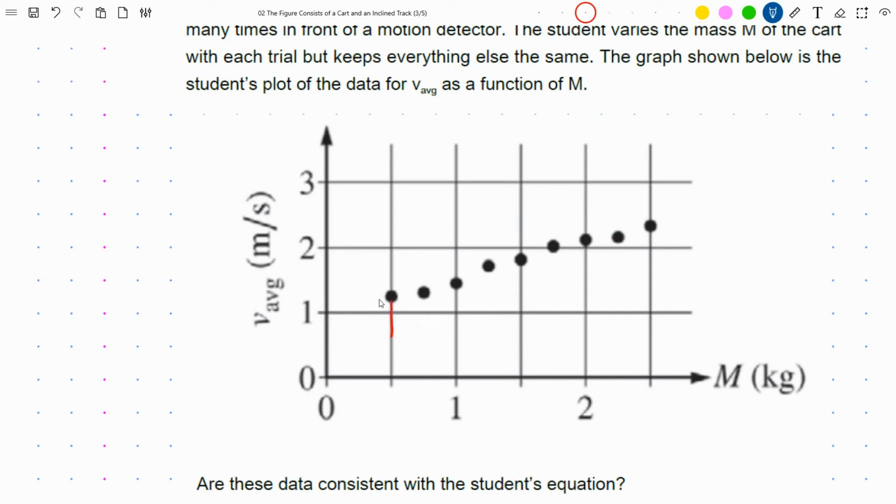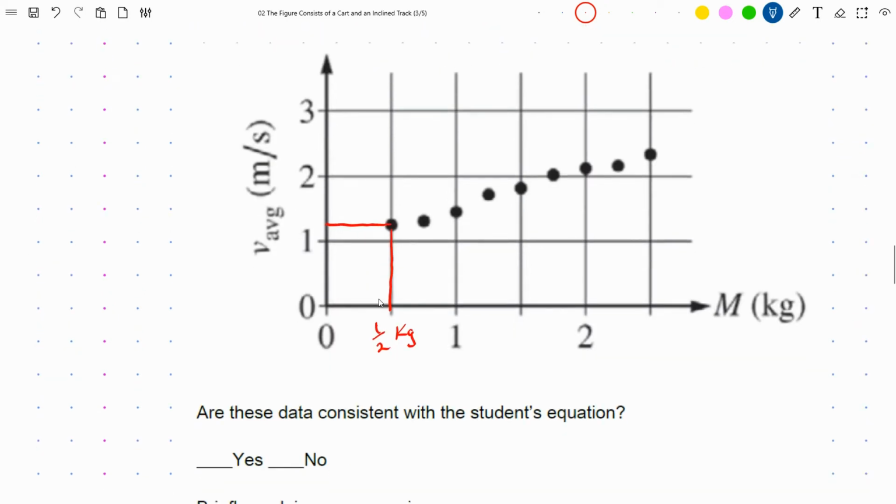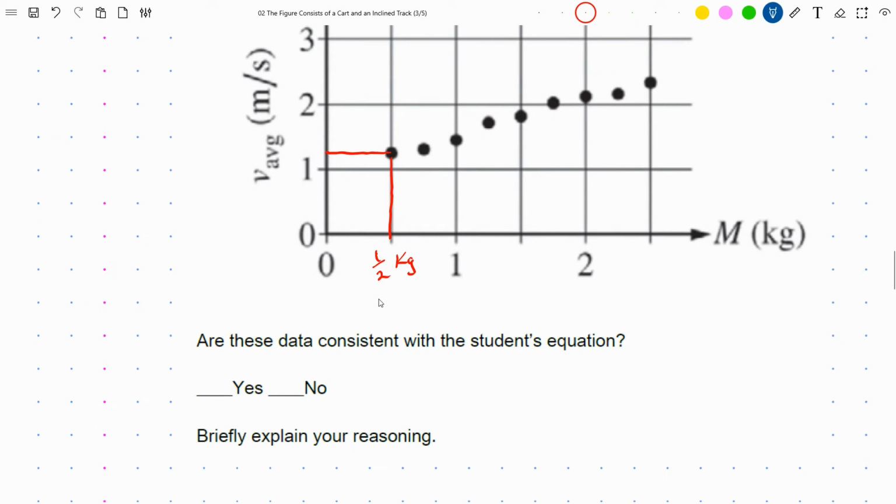So when they had this much mass, roughly half of a kilogram, they have this much average velocity. And again, I'm just estimating here. If that's 1, that's 1.5, something around 1.2 or thereabouts, and so on. So we have multiple data points. The question we're asked is, are these data, where each data point represents one piece of data, consistent with that student's equation?